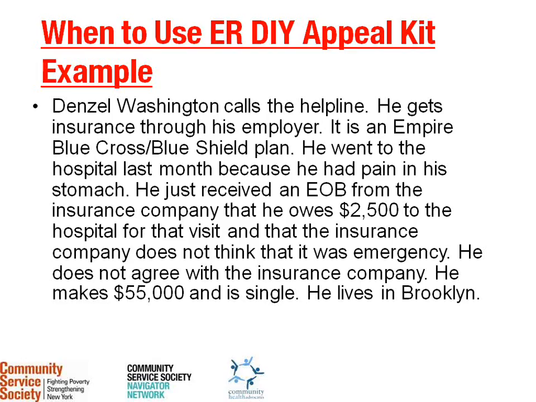So he gets insurance through his employer, and he has Empire Blue Cross Blue Shield. He went to the hospital last month because he had a pain in his stomach. He just received an explanation of benefits from the insurance company that he owes $2,500 for the hospital for that visit. And then the insurance company doesn't think it was an emergency. He does not agree, and he makes $55,000 a year, and he's single. He lives in Brooklyn.